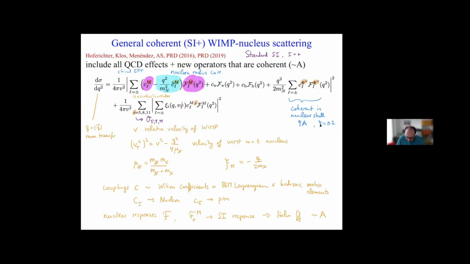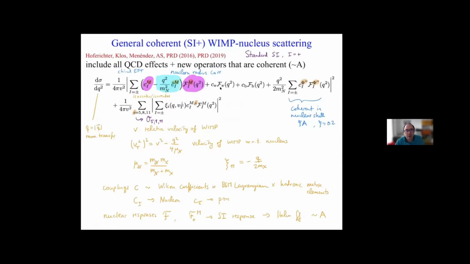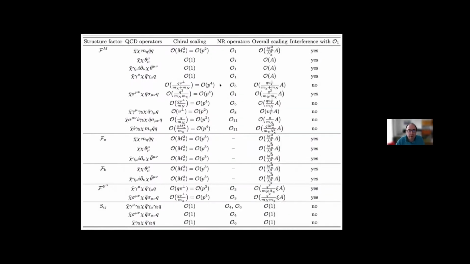Okay, and now let me put all of this on the master table. So now we organize things in terms of structure factor, and Fm is the usual Helm factor for you, let's say. Structure factor Fm. Then there's the second one in here, the structure factor F pi, structure factor Fb, structure factor F double prime, and then just for comparison to normalize us, this is the spin dependent channel. So from here on, it's just spin dependent. So maybe you don't want to look at this in detail, but this is just to show that you can understand the table based on what we discussed so far.